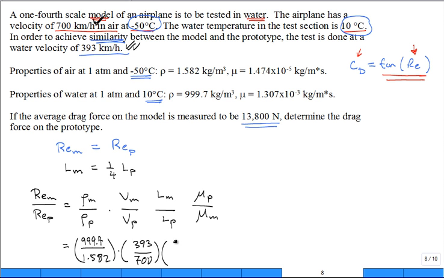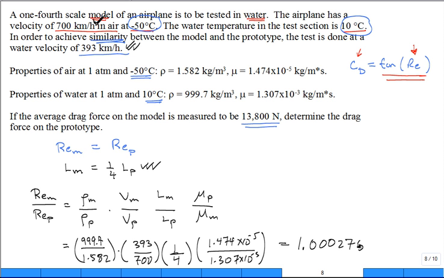The length scale of the model divided by the prototype is 1/4. Use this information right here. 1/4. And the viscosity of the prototype, 1.474 times 10 to the minus 5 divided by 1.307 times 10 to the minus 3. And when you make that computation, it's 1.000275. It's not 1, and so we have to give up.